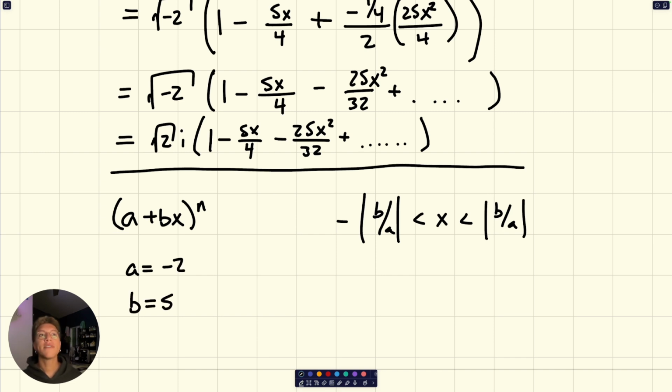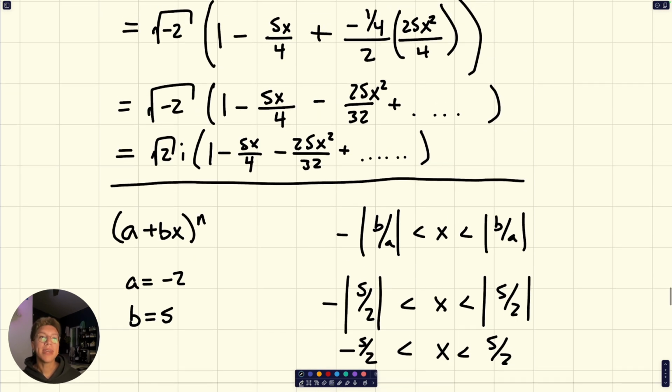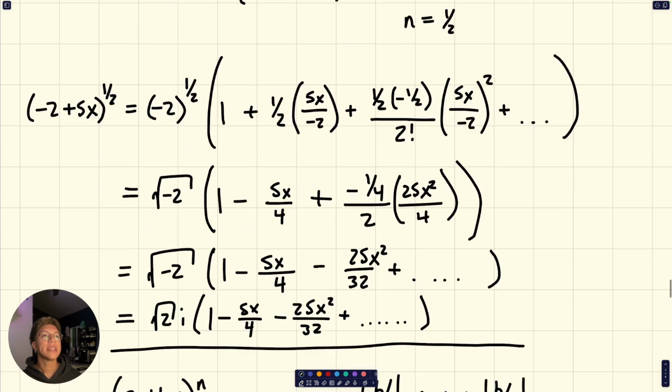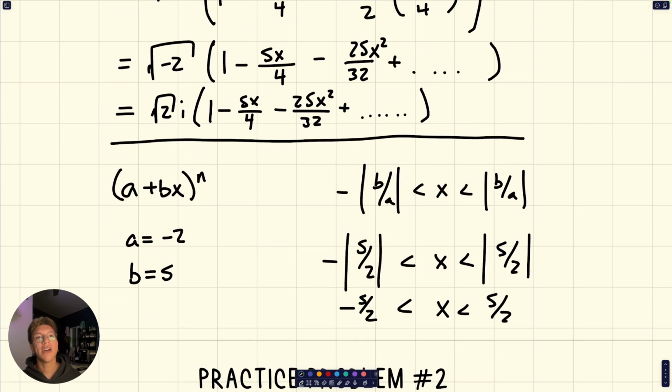And so it's just a matter of plugging those values in. We get negative the absolute value of b over a, so 5 over -2. Absolute value is going to make that positive. 5 over 2. We simplify down and we say x has to be greater than 5 halves and less than 5 halves. Oops, that should be negative. So that's our interval of convergence. What does that mean? Well, for this representation that we found here, it's only valid if x, again, is between those values there. Otherwise, that series, that infinite representation does not make any sense.